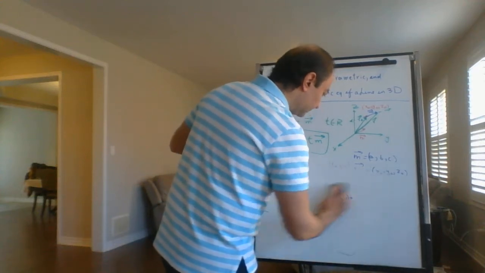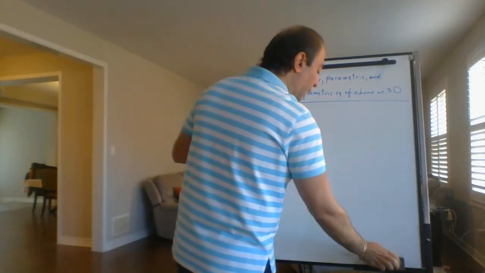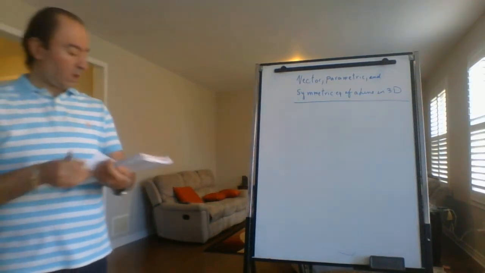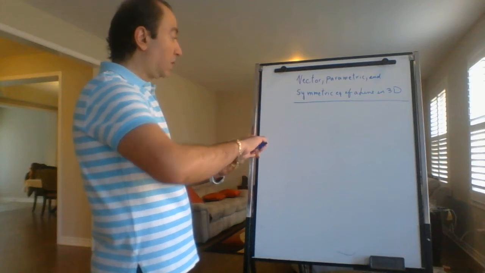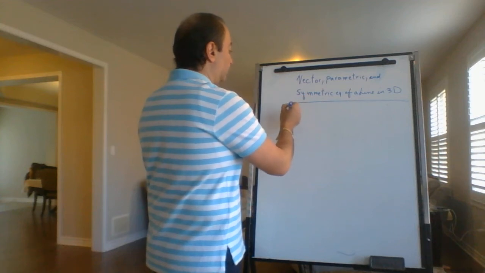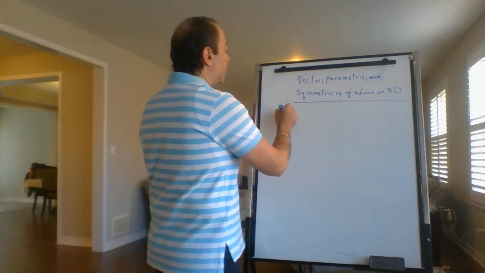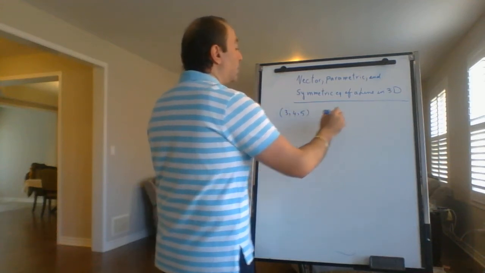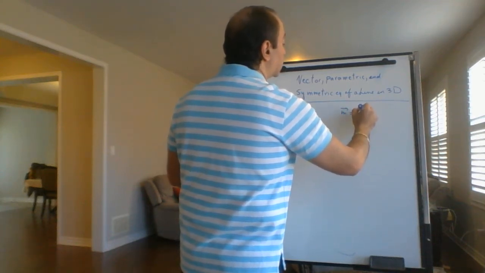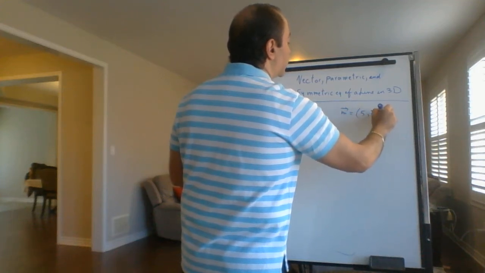So, let's say I have to write the symmetric equation of a line that passes through point 3, 4, and 5 with direction vector equal 5, negative 2, and 0, something like this.